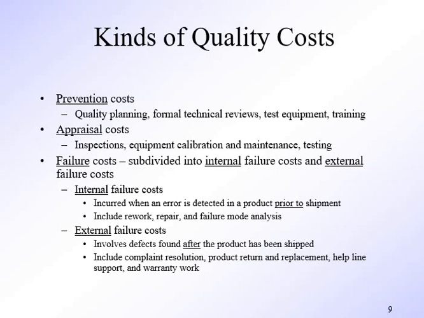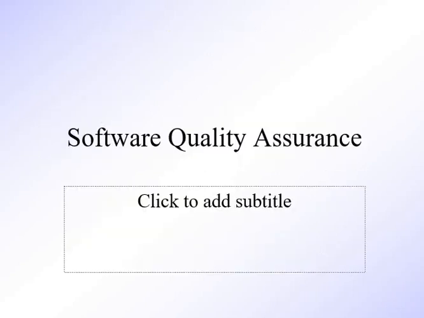If you find the error before the product is delivered, the cost will be much lesser. But if you have delivered the product to the client and you have a failure, obviously you will have the bigger cost. You have to pay so much, right? So this is the kind of quality cost we can have.